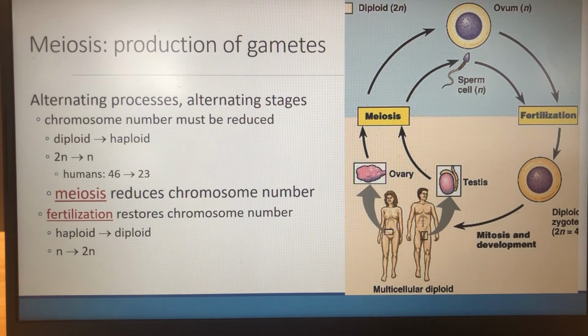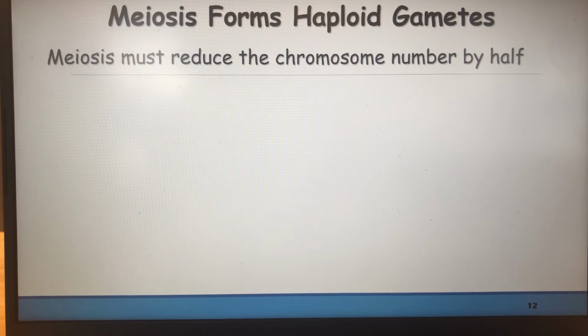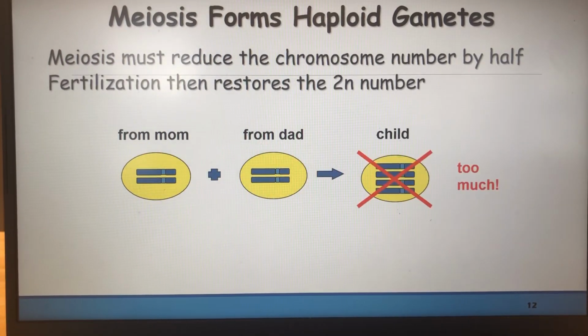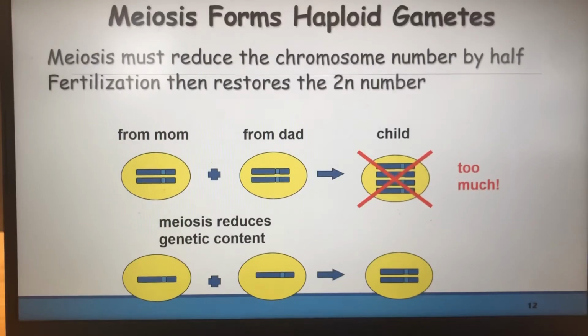All right. Fertilization restores the chromosome number. That's why we do the fertilization thing. All right. Meiosis must reduce the chromosome number by half. Why? This was a slide from General Bio last year. Because this is a preservation of species. This just shows you if you have mom and you have dad, and if they did not halve their chromosome number, oh my Lord, we have a child with 4 chromosomes instead of 2 each, and every generation it would get bigger and bigger and it'd be terrible.